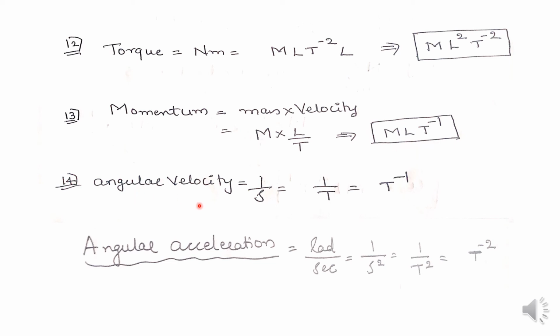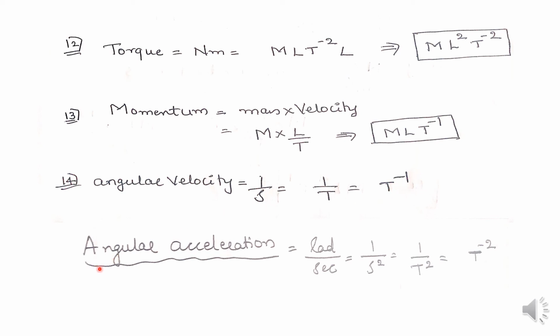Angular velocity. How will we calculate angular velocity? Angular velocity is radian per second. It is the angle covered in radians per time. For radian there is no unit, so this is replaced by 1. Seconds is replaced by T. So this is T to the power minus 1.